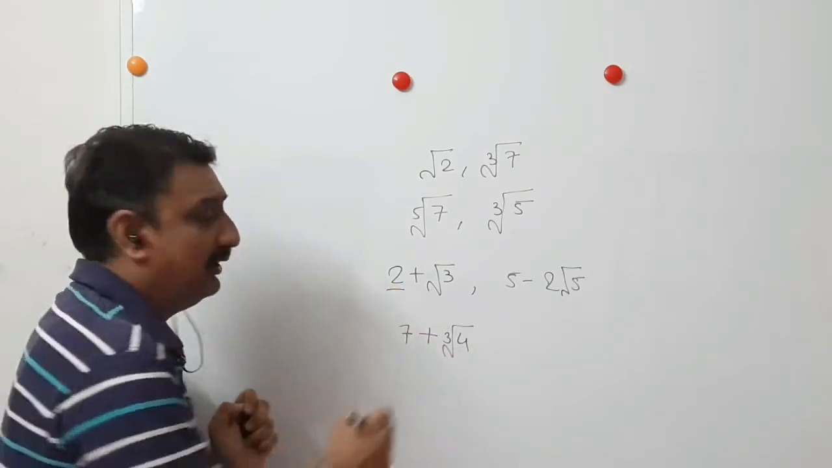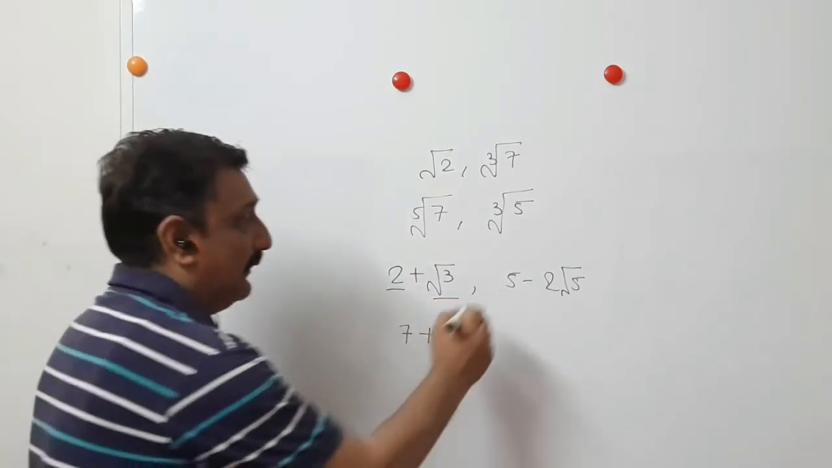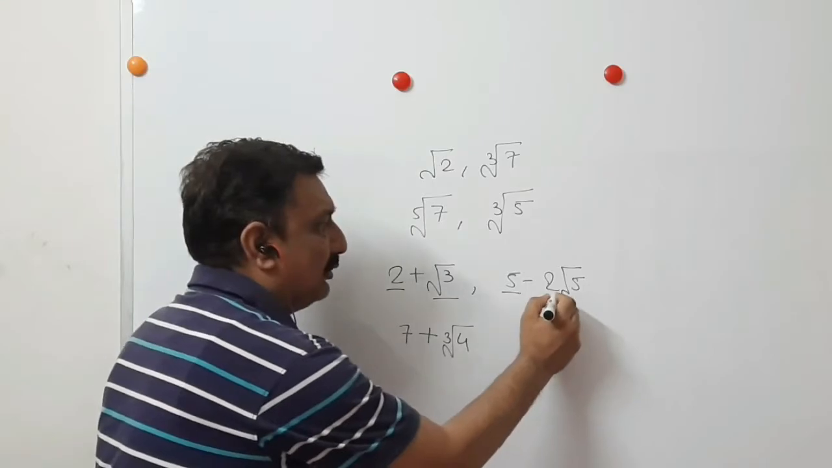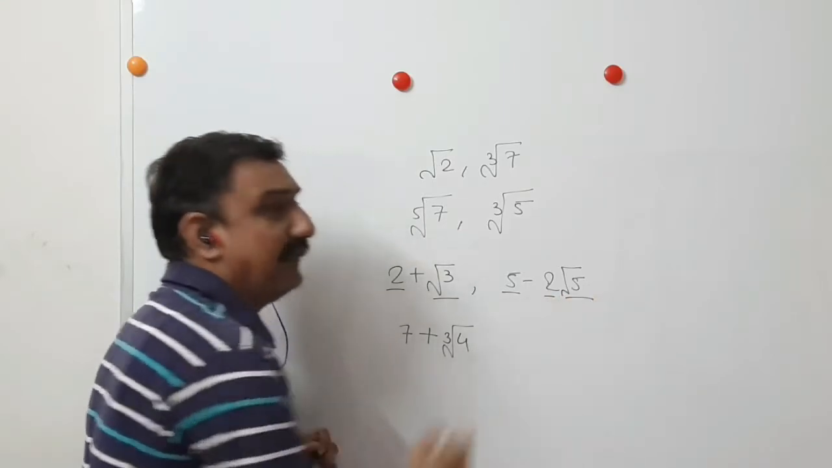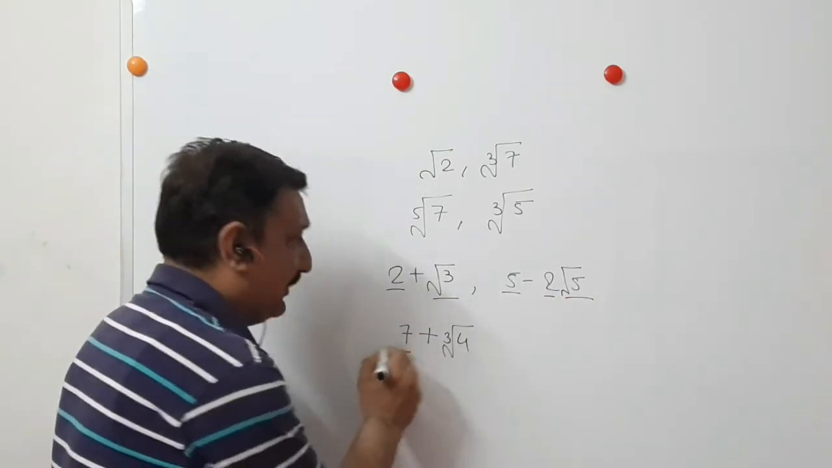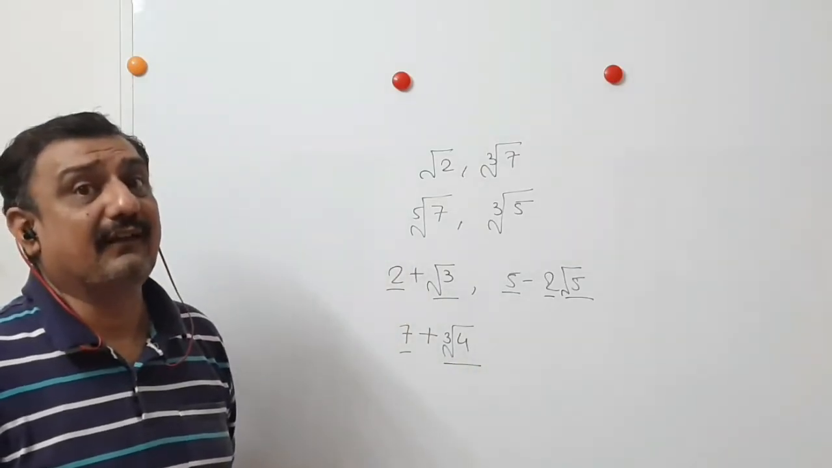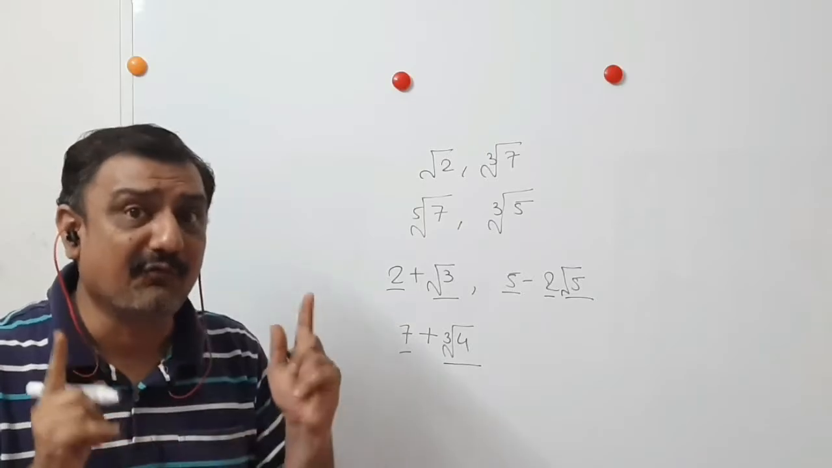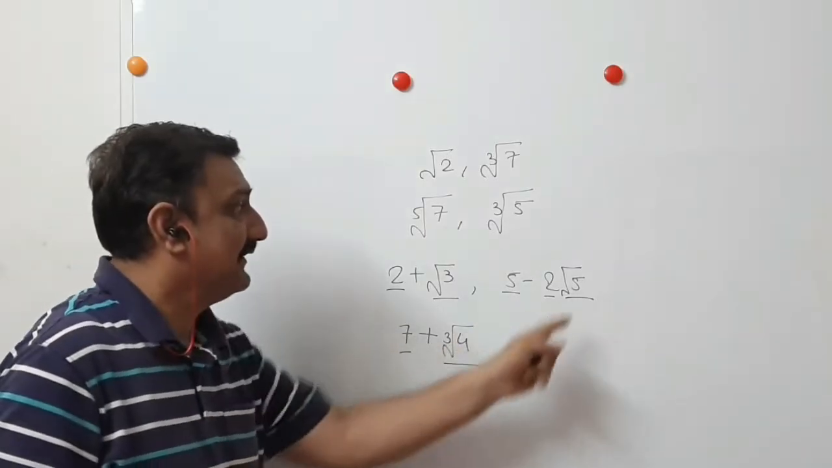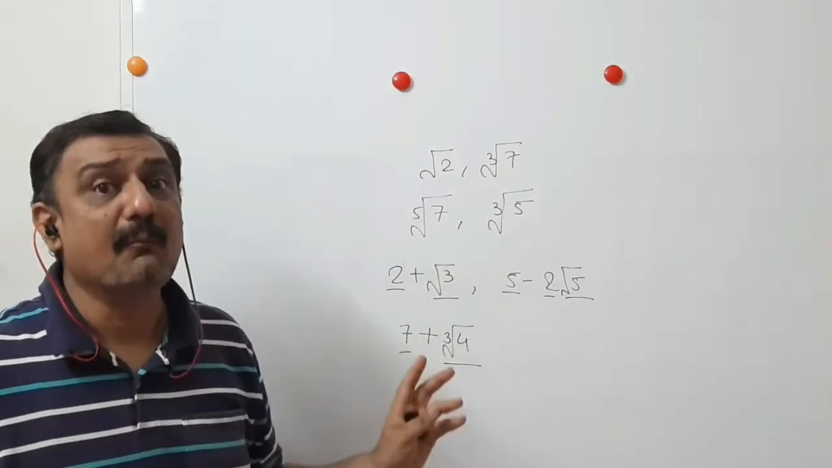Here 2 is rational, root 3 is irrational, 5 is rational, 2 is rational but root 5 is irrational, 7 is rational, but here cube root of 4 is irrational. So that is a combination of rational and irrational. Such surds are called compound surds. Okay, now we talk about the concept of rationalization.